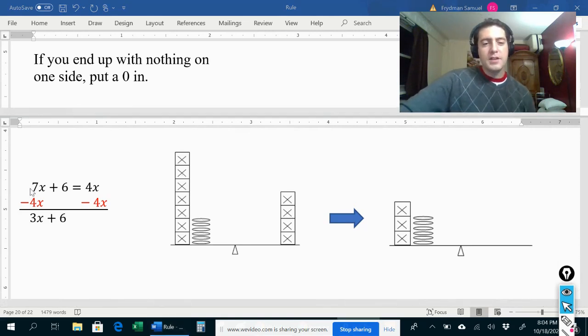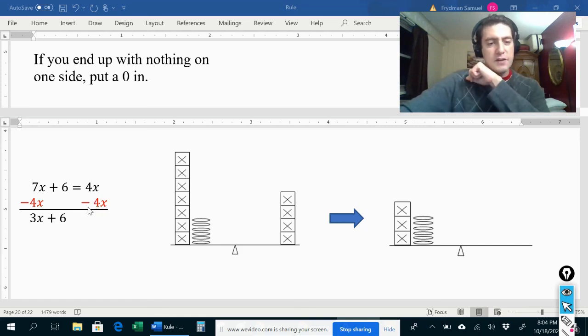Okay, so what if I had started out with the equation 7x plus 6 equals 4? Here's the visual representation of that. And I have x boxes on both sides. I only want 1 x box on one side, so I'm going to have to remove some x boxes from one side.